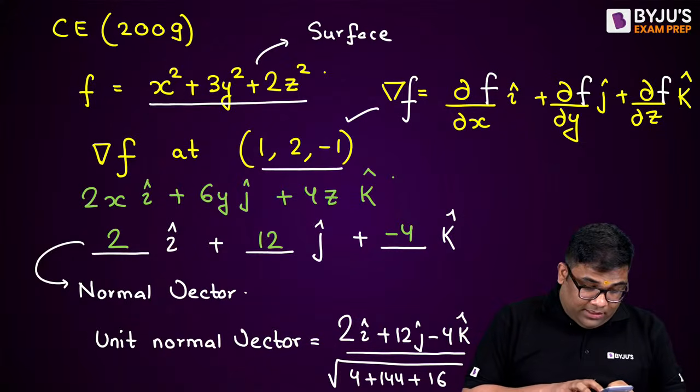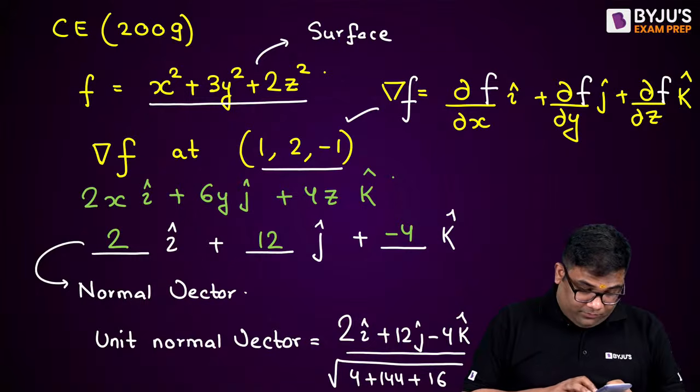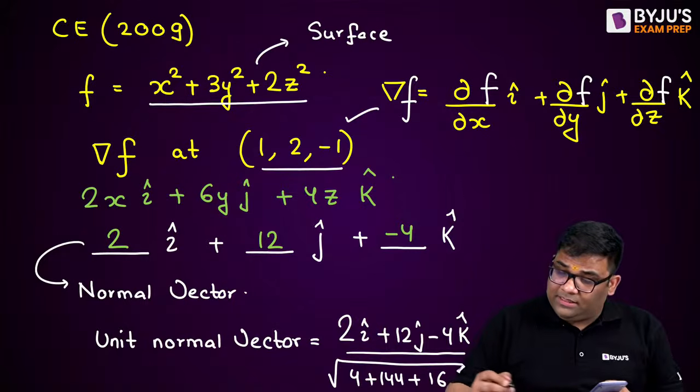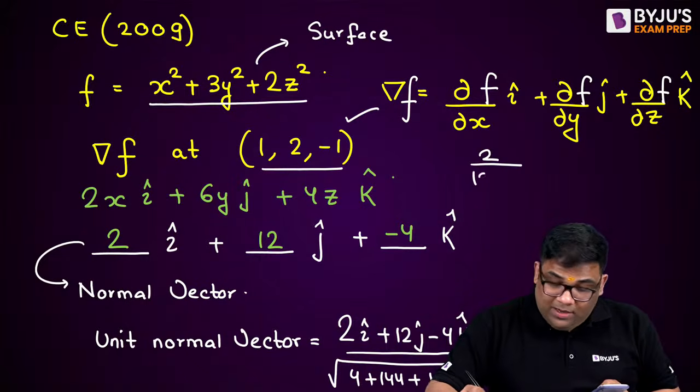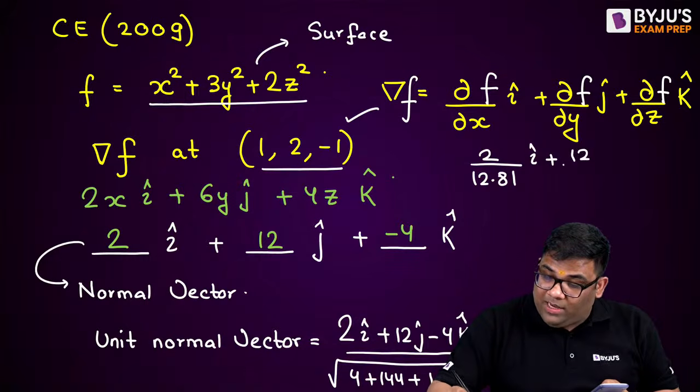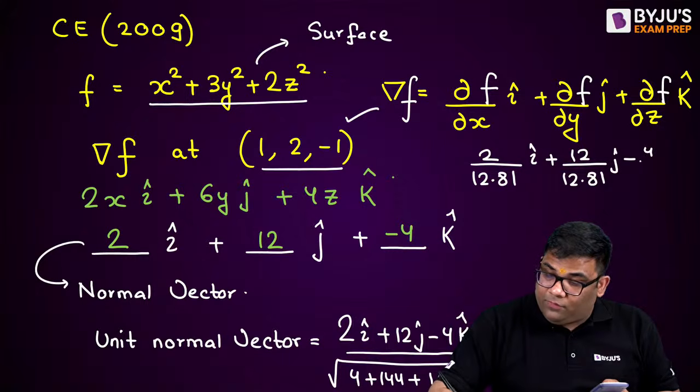This is root under 164, right? Root under 164, yes. It is going to 12.81 something, right? So I can say 2 by 12.81 i cap plus 12 by 12.81 j cap minus 4 by 12.81 k cap.